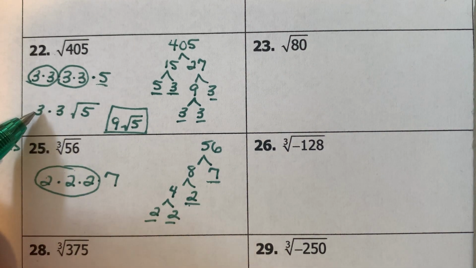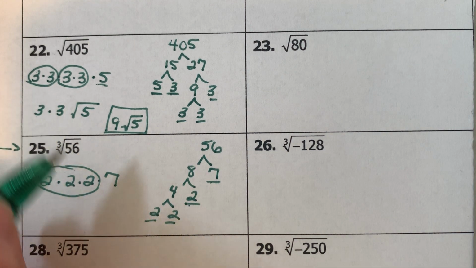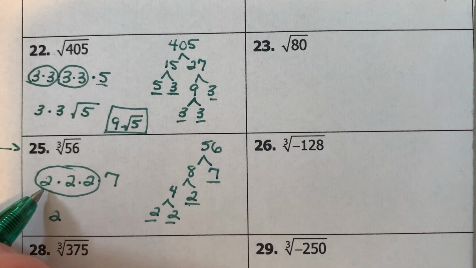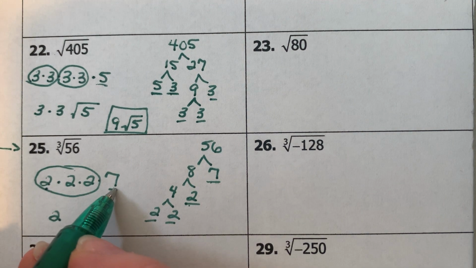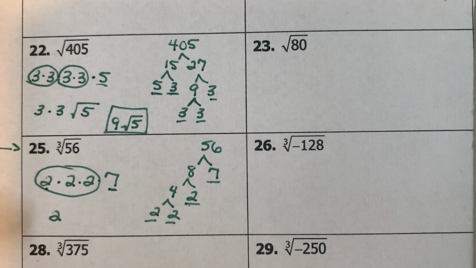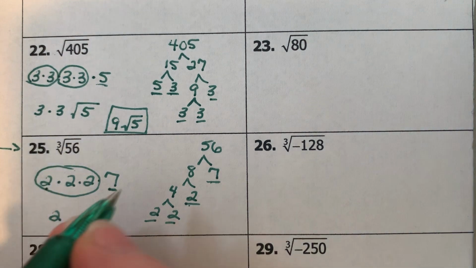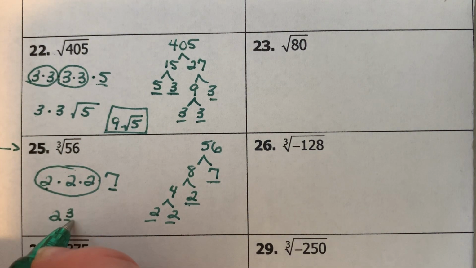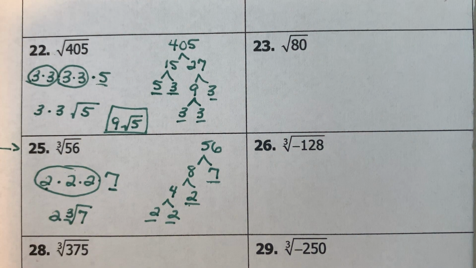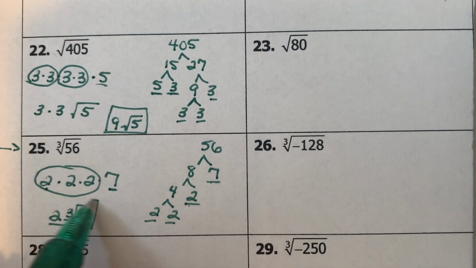So just like how we brought out 1, 3 to represent this pair, we're going to bring out 1, 2 to represent this triplet. Since the 7 does not have 2 other ones to go with, it's going to stay inside of the radical. So instead of writing it as a square root, you can't forget to write it as a cubed root. So this is going to be 2 cubed roots of 7. And this is going to be your answer.